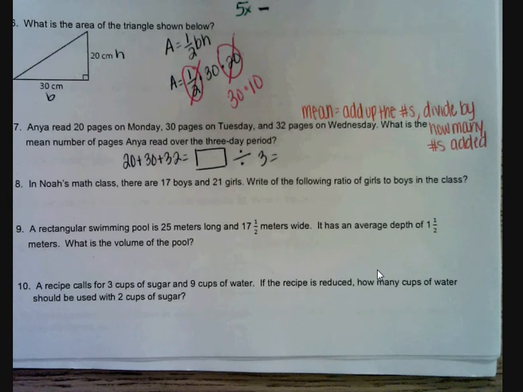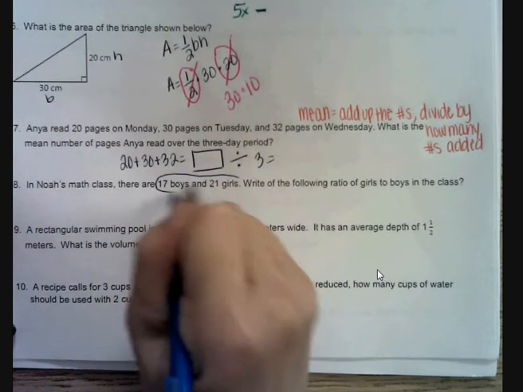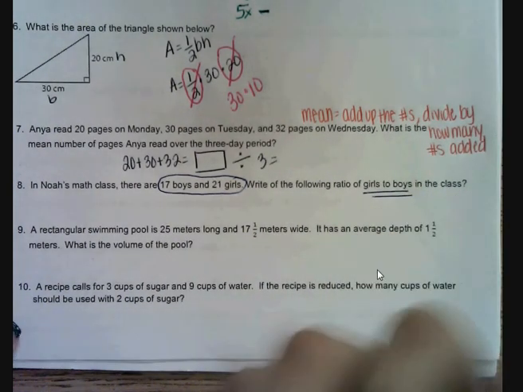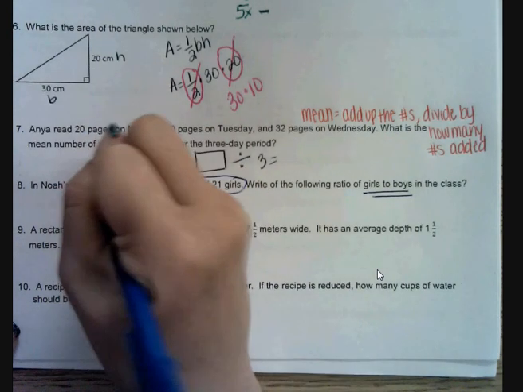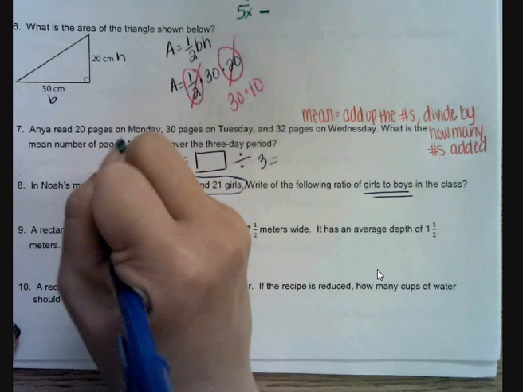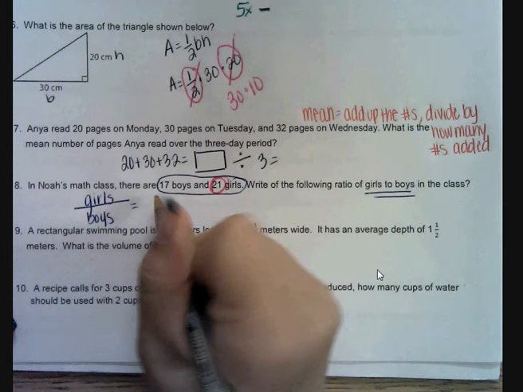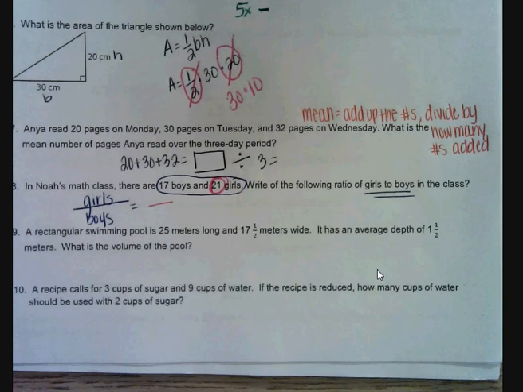Number 8. In Noah's math class, by the way, your math lab code today is journal. Write journal under your name. In Noah's math class, there are 17 boys and 21 girls. Write the following ratio, girls to boys in class. Okay, so they're telling us these are our numbers, 17 boys and 21 girls. But it says write the following ratio, girls to boys. So, girls, boys. How many girls do we have? That number will go on top. And how many boys do we have?